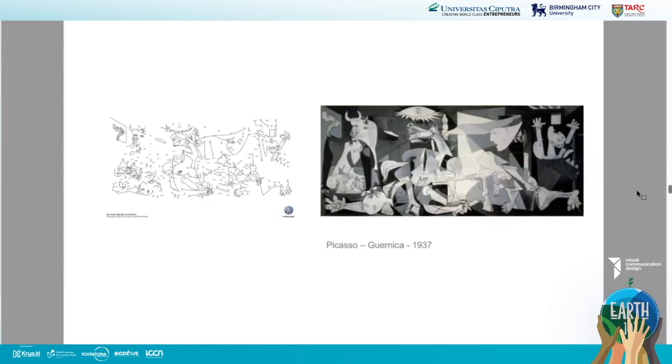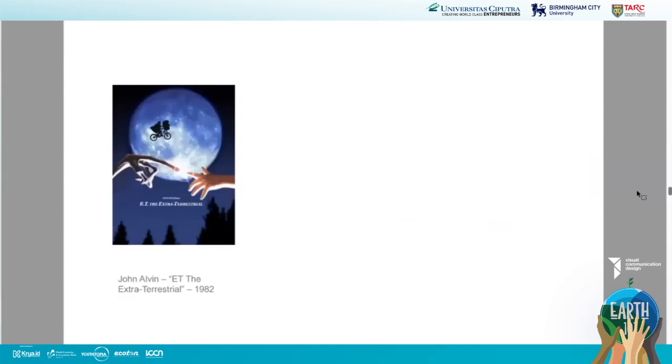So in terms of a car, where does it sit? So I'm going to talk about this. So it's a series of posters. I'm assuming that most of you at some stage might have seen E.T. This film poster is by John Alvin, and it's very, very famous.